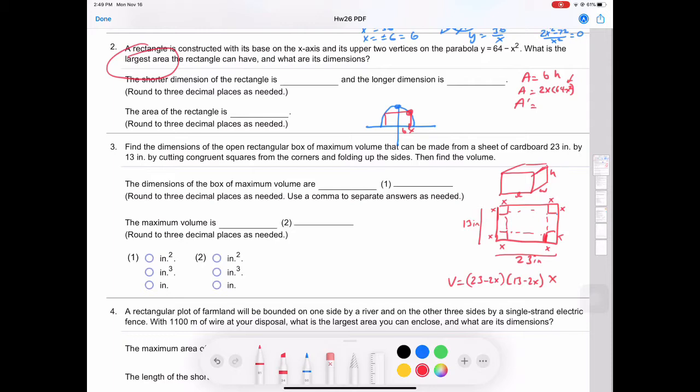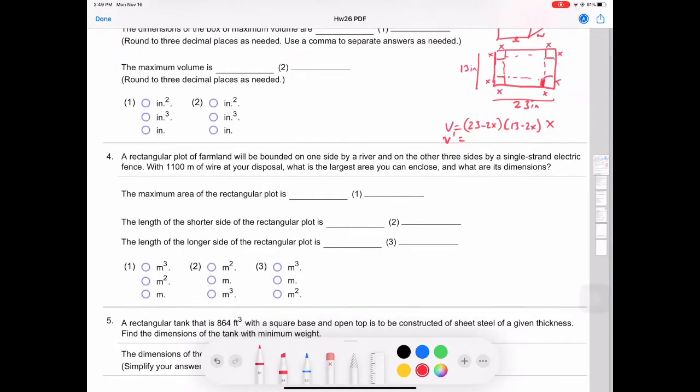We want to maximize it, so we're going to find V prime. In this case, I would probably multiply first and then take the derivative. That would probably be the fastest. And then we can figure out how many different options we have as critical points, and which of those would be a maximum value, not a minimum, a maximum.